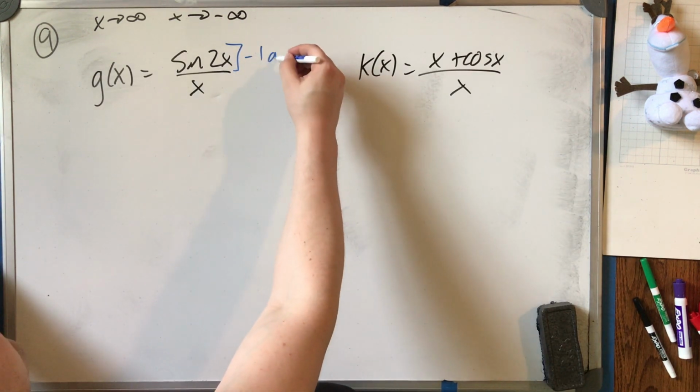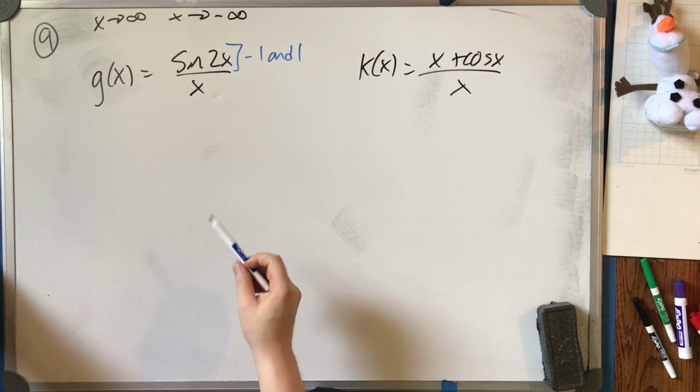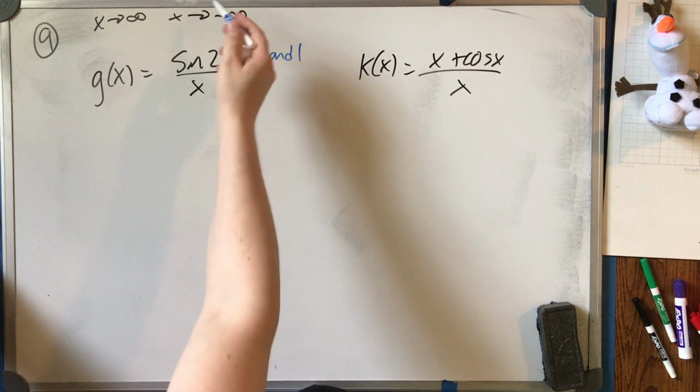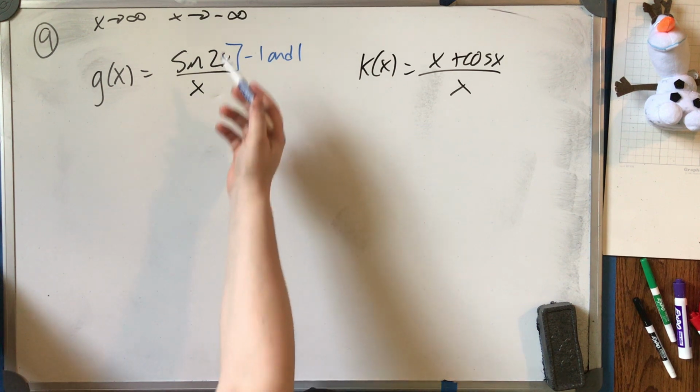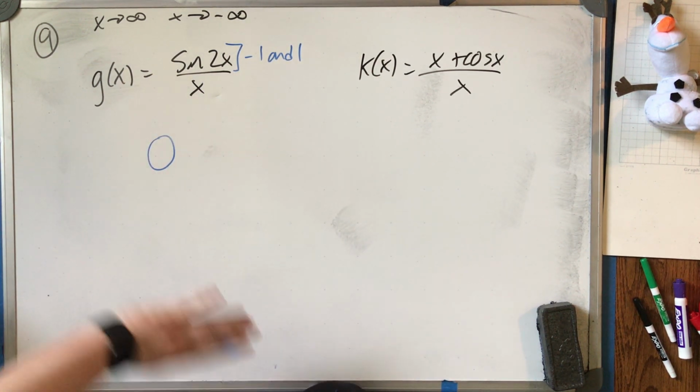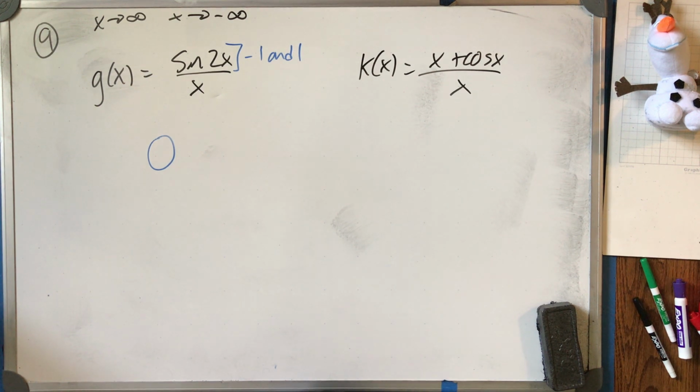Sine is always between negative 1 and 1, no matter what's going on with it. So this is always a small number over x. And when x is going towards infinity, we have small over an infinite number, either positive or negative. It's going towards 0 for both of them. So both x approaches infinity and negative infinity are going to be approaching 0.